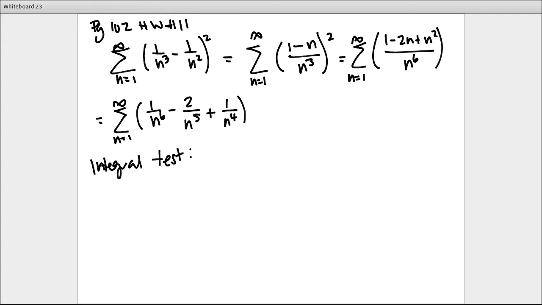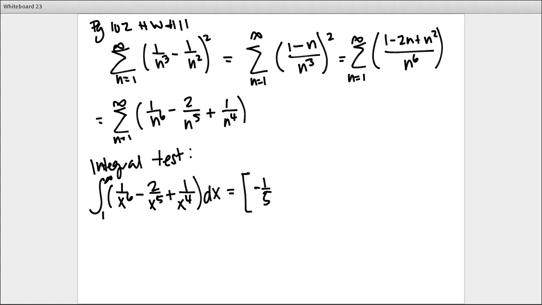you can show that the integral of 1 over x to the 6th minus 2 over x to the 5th plus 1 over x to the 4th dx from 1 to infinity, you do a bunch of math magic, right? Can I do math magic? You end up having negative 1/5 x to the negative 5, and then a plus 1/2 x to the negative 4, and then a minus 1/3 x to the negative 3, and you'll evaluate that from 1 to infinity.